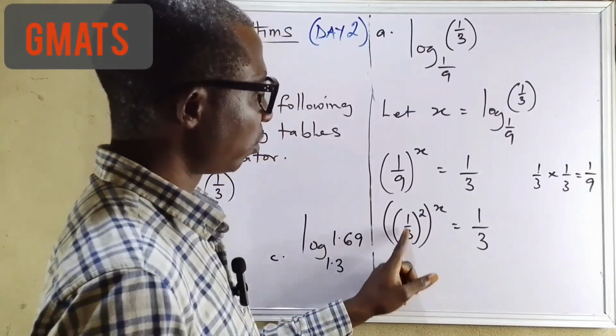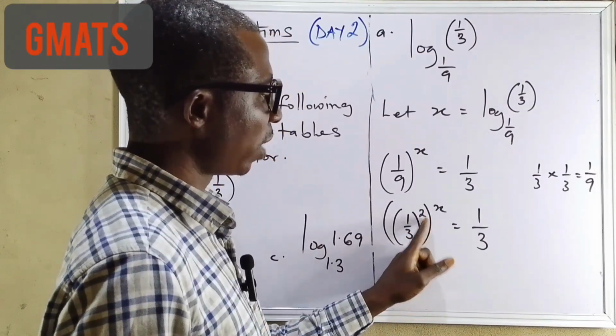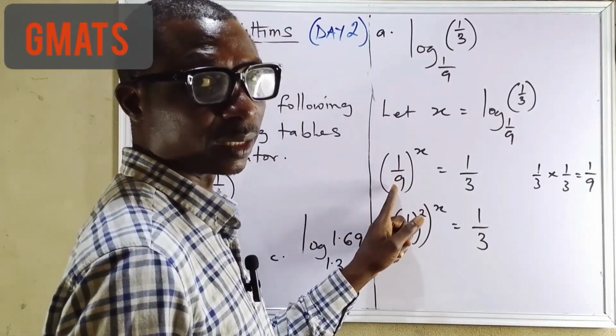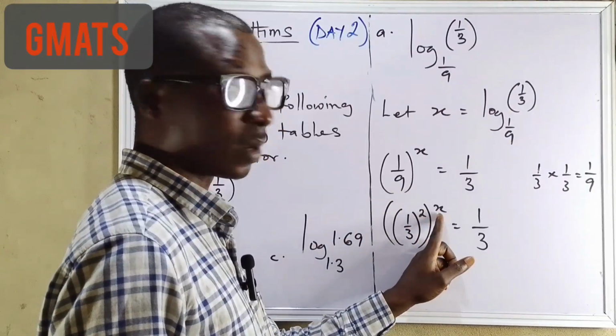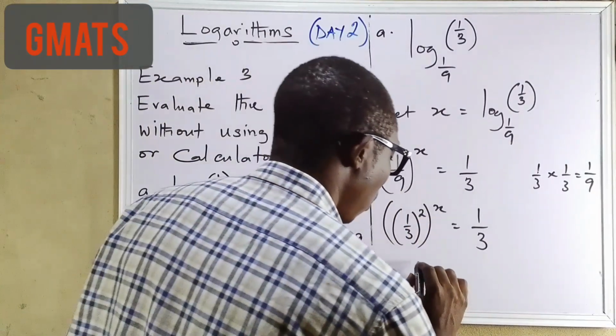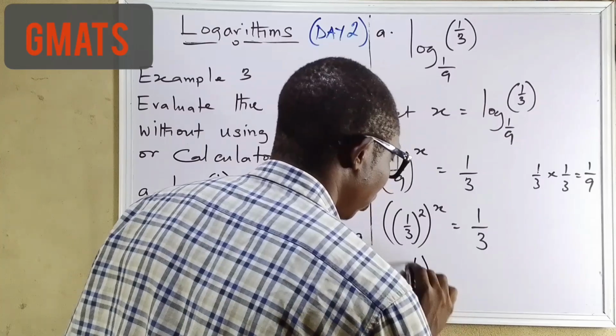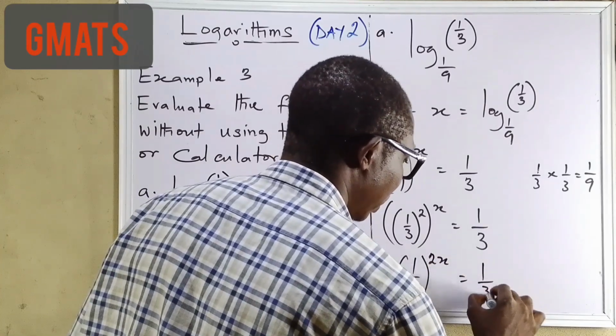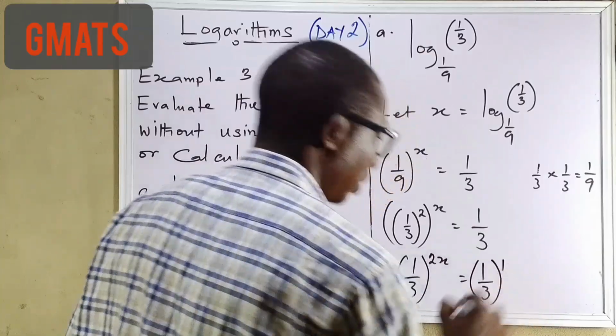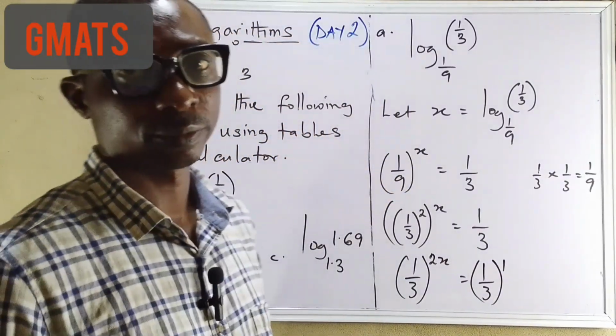Alright, so (1/3)^2 is the same thing as 1/9. Alright, so now this power will multiply this. So you have (1/3)^(2x) = 1/3. And this is the same thing as raised to power of 1.